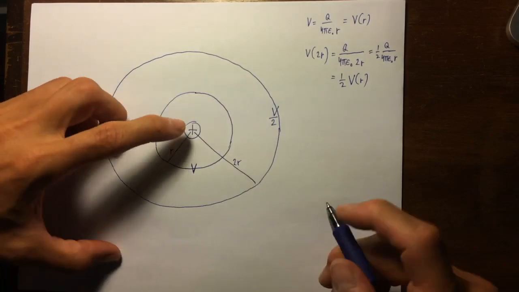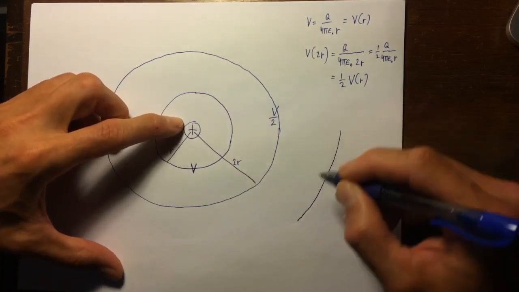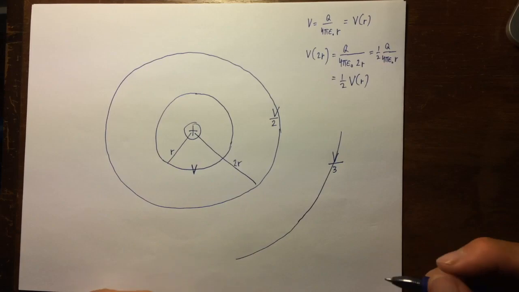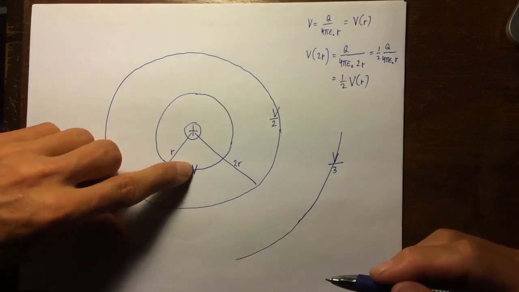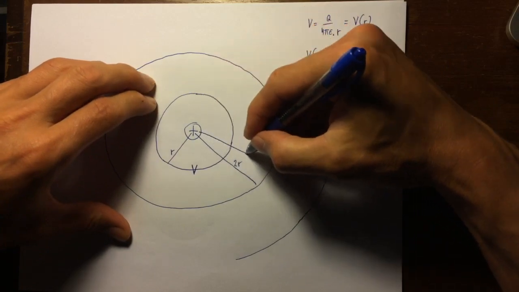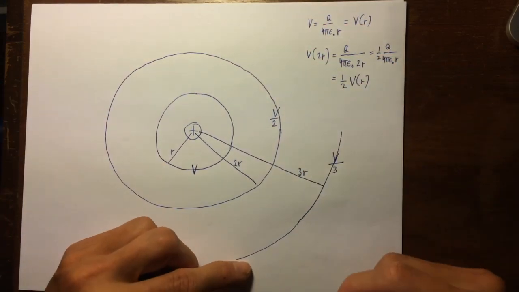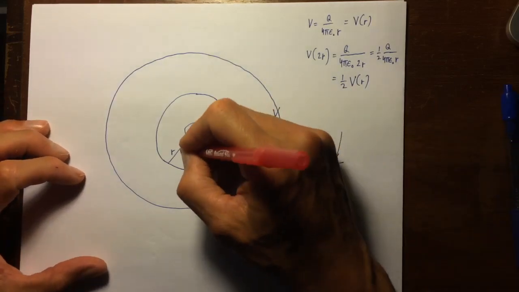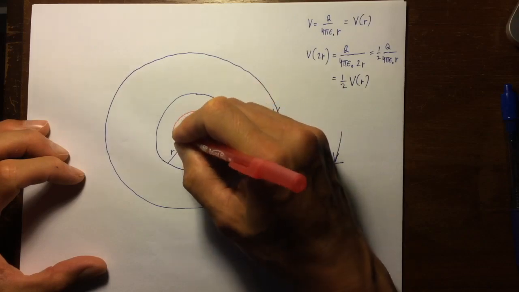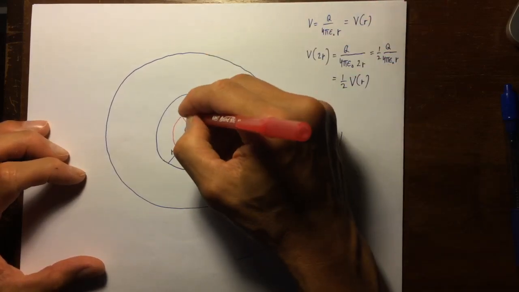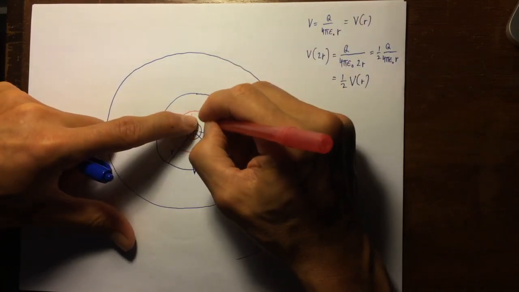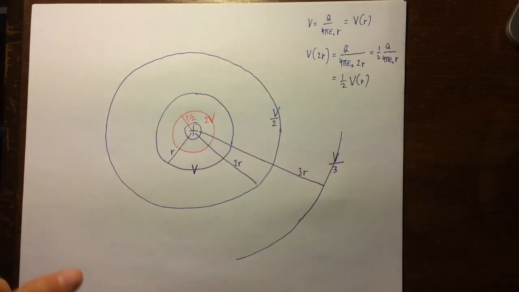So that's V over 2, and you can see that if I go out to 3R, this equipotential surface is V over 3. It's this potential here, but a third of it if it's a surface of radius 3r. And then also, check this out, you can go inside and imagine an equipotential surface of radius r over 2, and the potential here is going to be 2 times V. So these are all different equipotential surfaces.